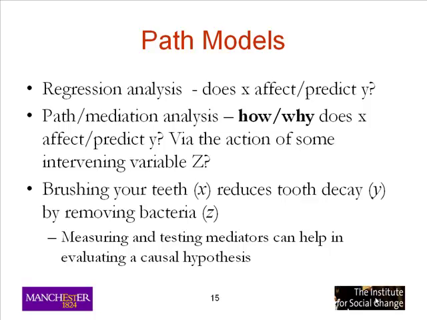So, a regression model says, does x predict y? A path model tries to help us answer, why does x predict y? Is it because of the intervening action of some variable z? We might buy into this so-called bacteria explanation for teeth and say that brushing actually gets rid of those. So by including and testing these mediators, they can help us in evaluating these causal hypotheses.